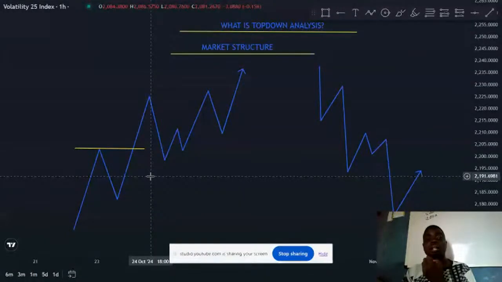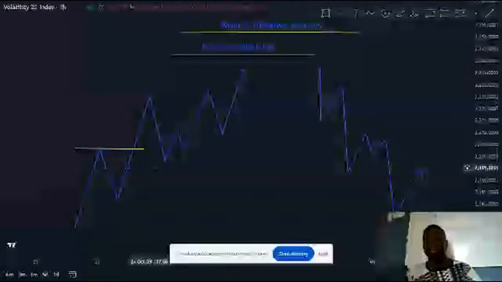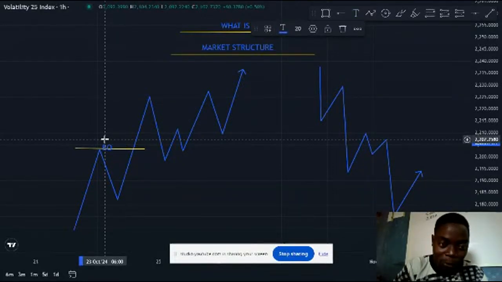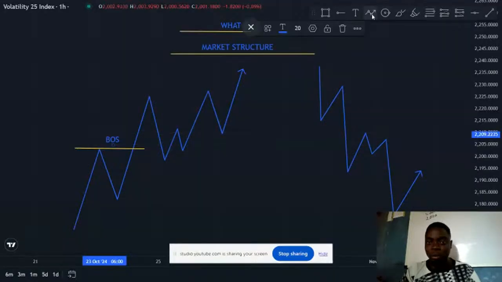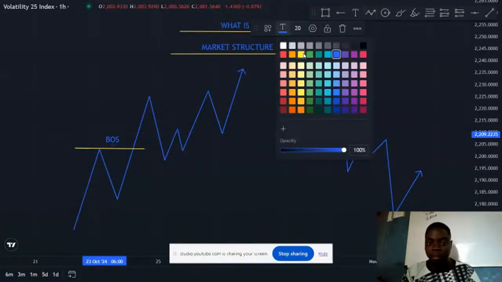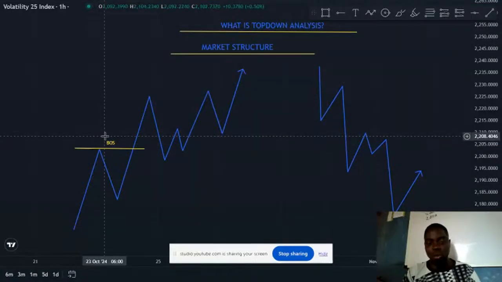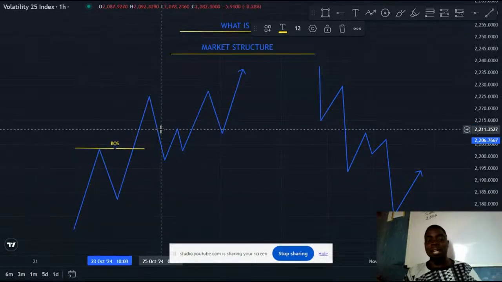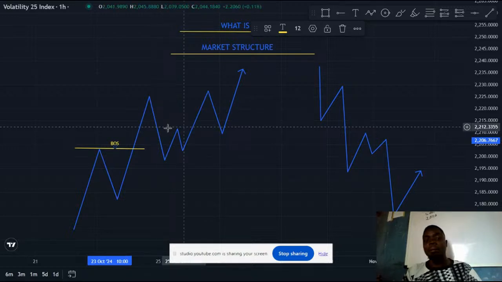But take note, we may have a fake break of structure, which I will cover in my next video. So if you have a break of structure like this, all right, I think I have to make that a separate color so that you can see it clearly. So if that is a break of structure, then technically this is also a break of structure, right? But look at certain things.